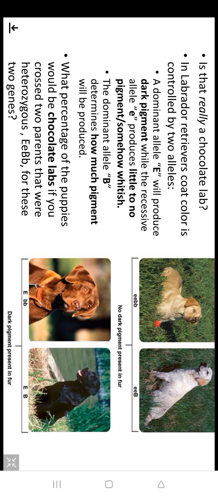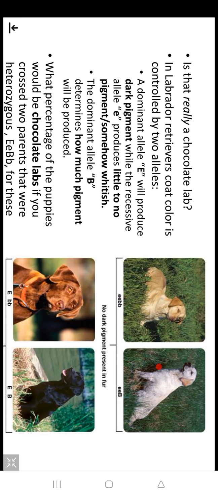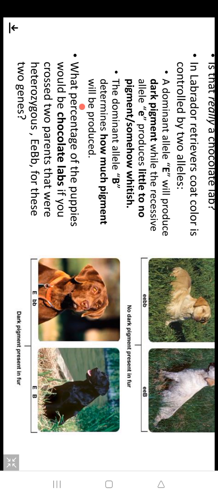I think these are the guys we normally see. Although we have some of these dogs, I think we have seen all these kinds of dogs. So you can be asked, what percentage of puppies or dogs will be chocolate in color if you crossed two parents that were heterozygous? That is, if you crossed these two parents, these are the hybrid cross, so it will be EeBb times EeBb, the same thing. This is the one parent, then the other parent will still be the same.